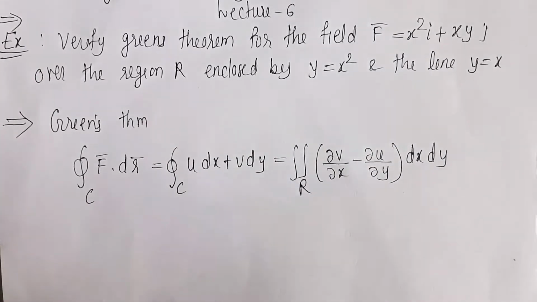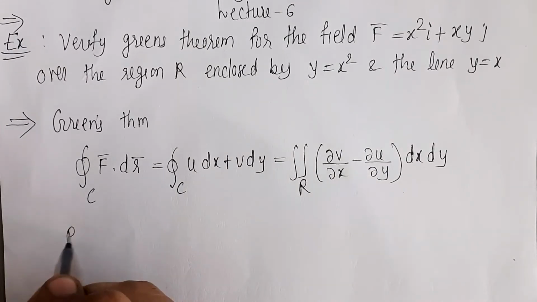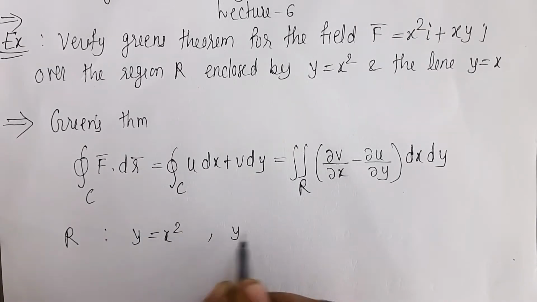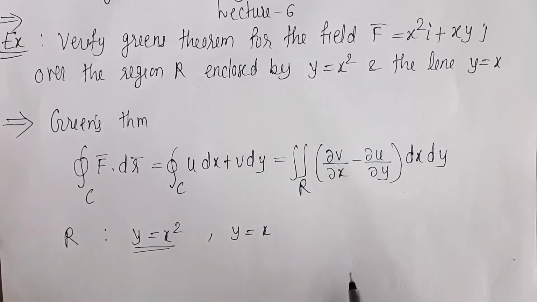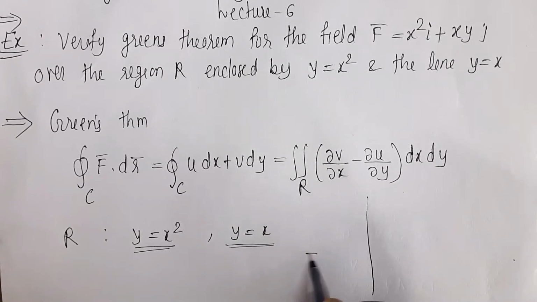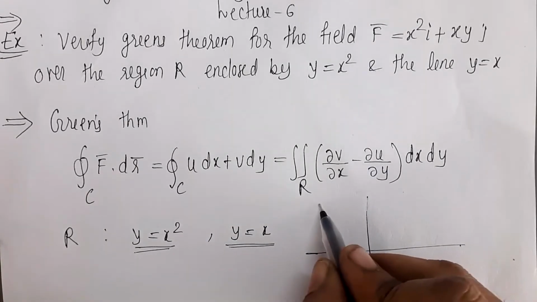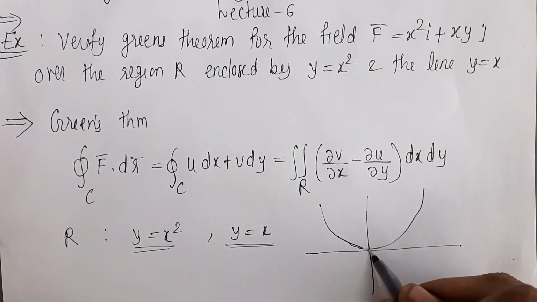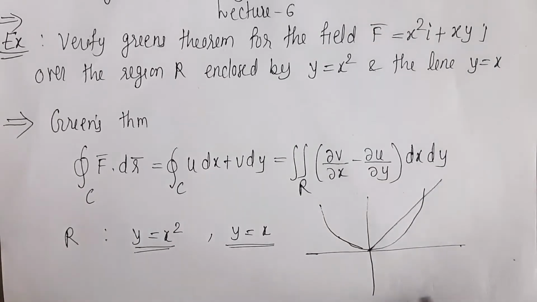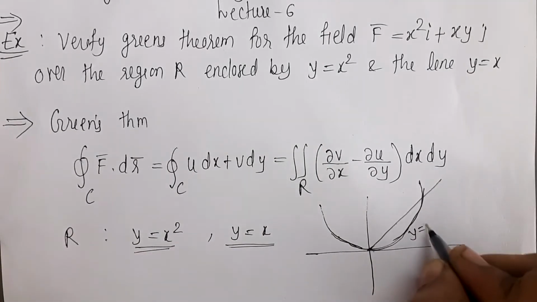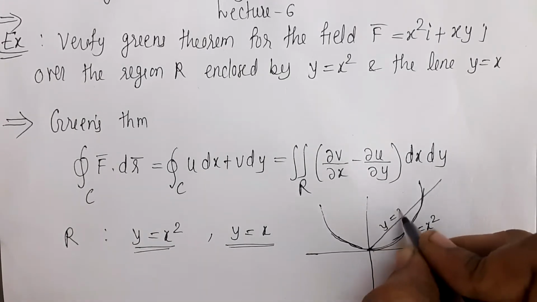Now the given region R is enclosed by y = x² and the line y = x. y = x² is the equation of a parabola and y = x is the equation of a line. So we draw the curve y = x² and the line y = x. So this is the line, and this is y = x².